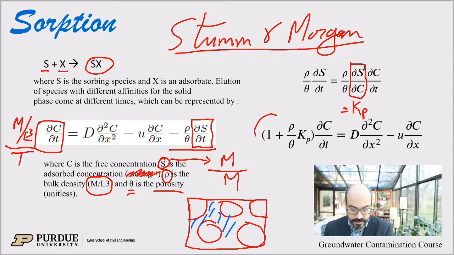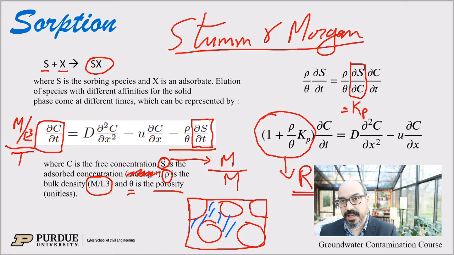And notice that now we have a term here that is just a factor of dc dt that we can call a retardation factor. Again, so long as k is a constant, so ds dc is a constant. If this is a constant, now we have a unique retardation factor that's just a number, essentially, that tells you how much that species is retarded during transport. Okay, so this is our equation now that we're using for retardation.